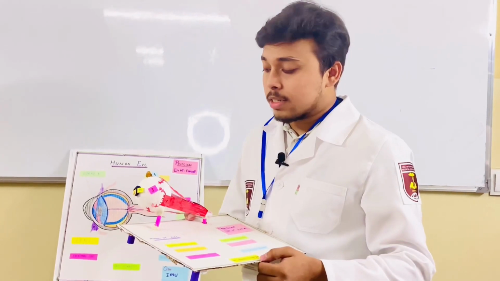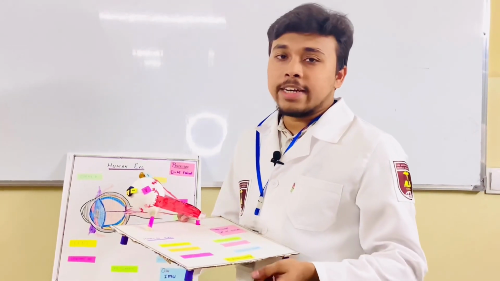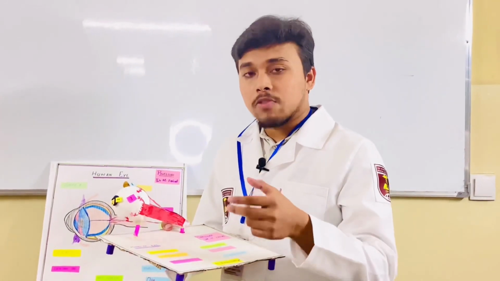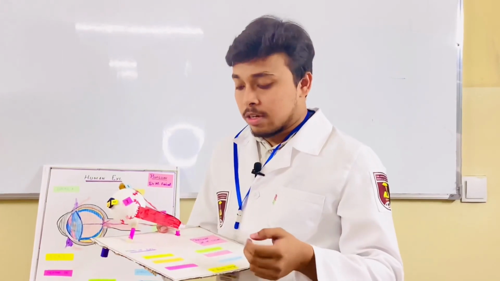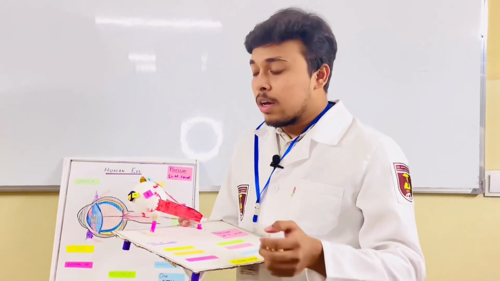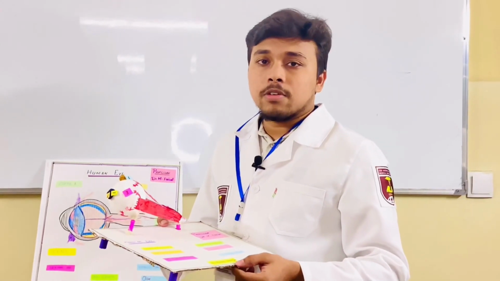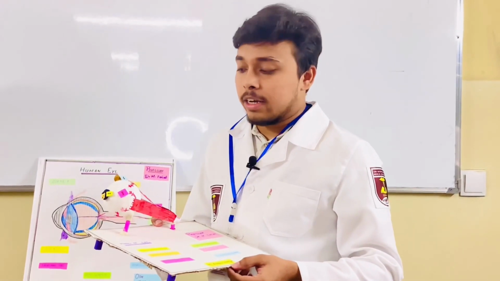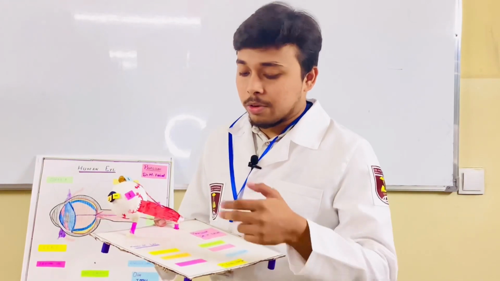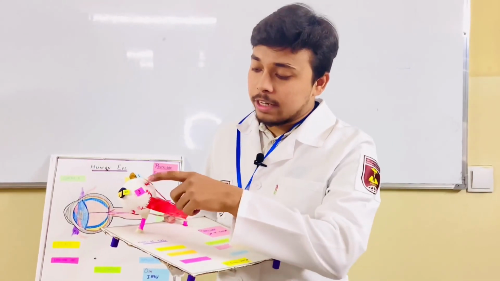First of all, iris. Through the iris, the light can enter the eye. The iris controls the amount of light entering the eye. Number 2, we have pupil. Pupil is an opening from which the light can enter the eye. It is a black dot. Number 3, we have sclera.